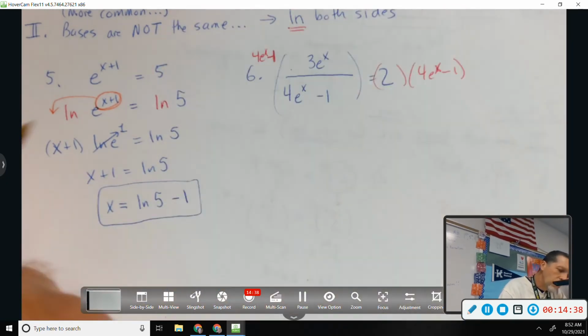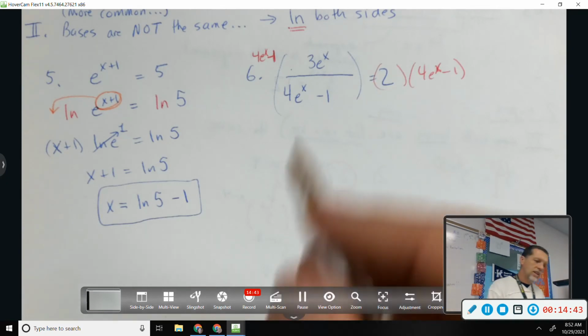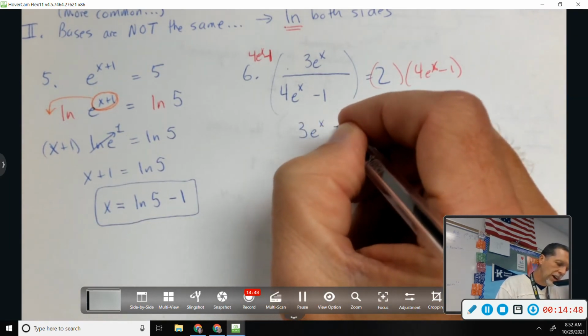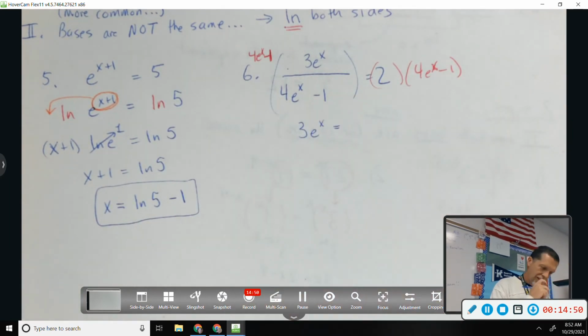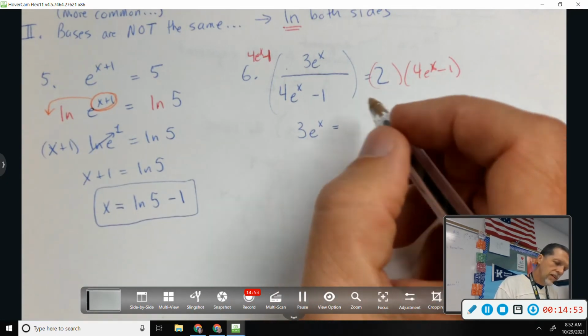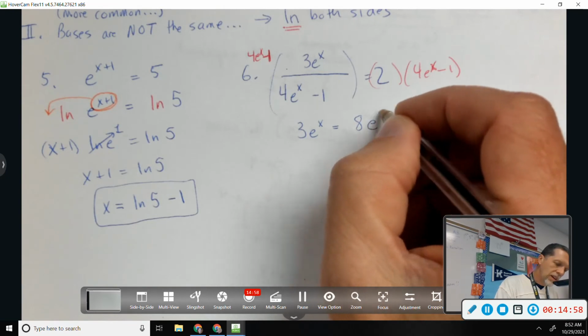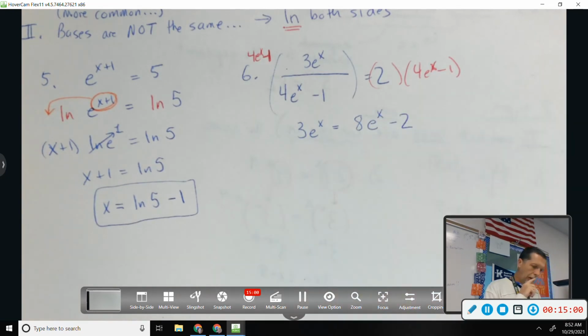How does that help me on the left-hand side? They just cancel, so the left-hand side is great now: 3e to the x. The right-hand side, let's see, that would be 8e to the x minus 2. Okay, that was a big important step, because now we don't have fractions anymore. What do you want to do next?